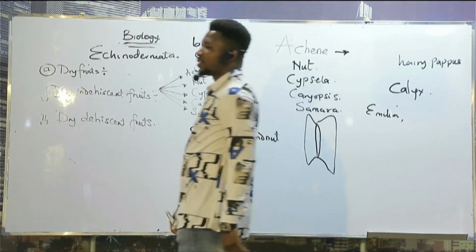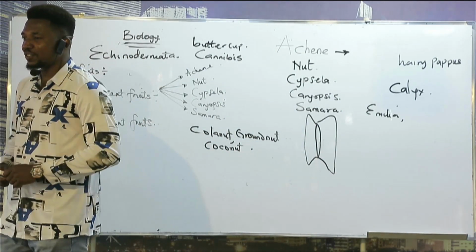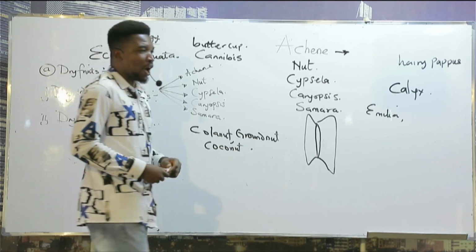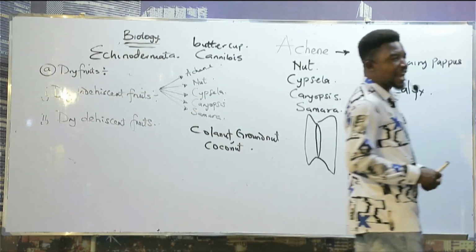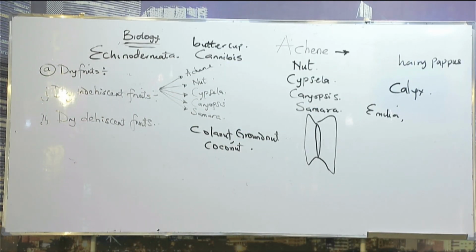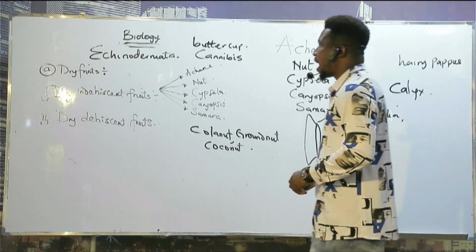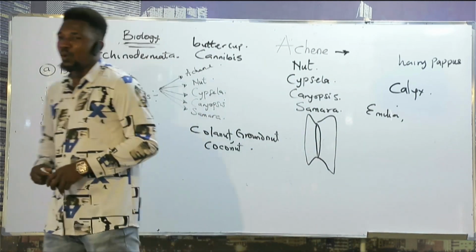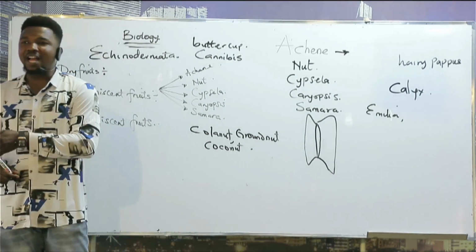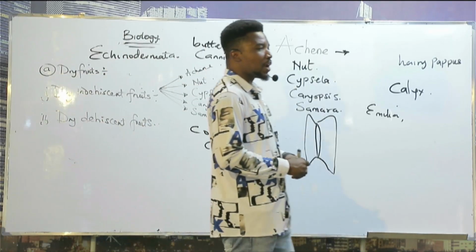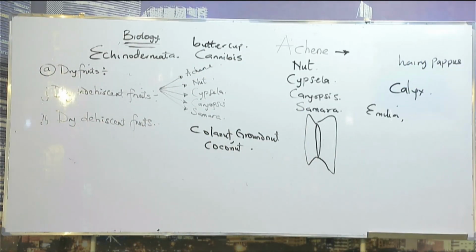Okay, let's go to nuts. What is a nut? It is a dry fruit with a woody pericarp.